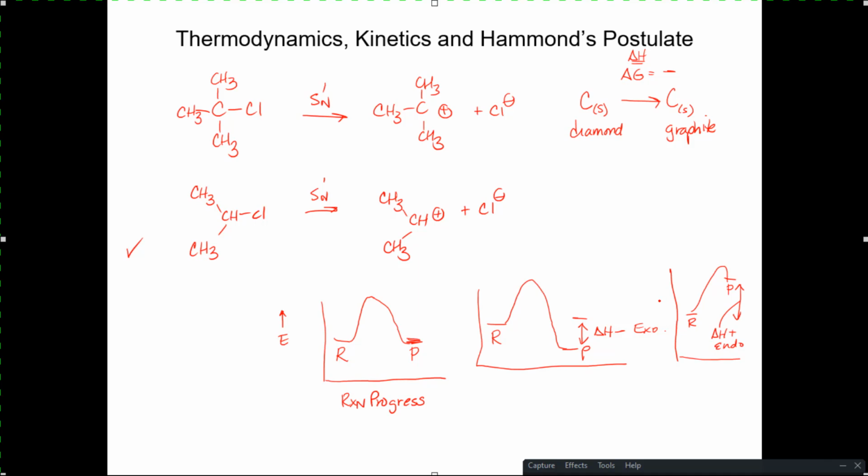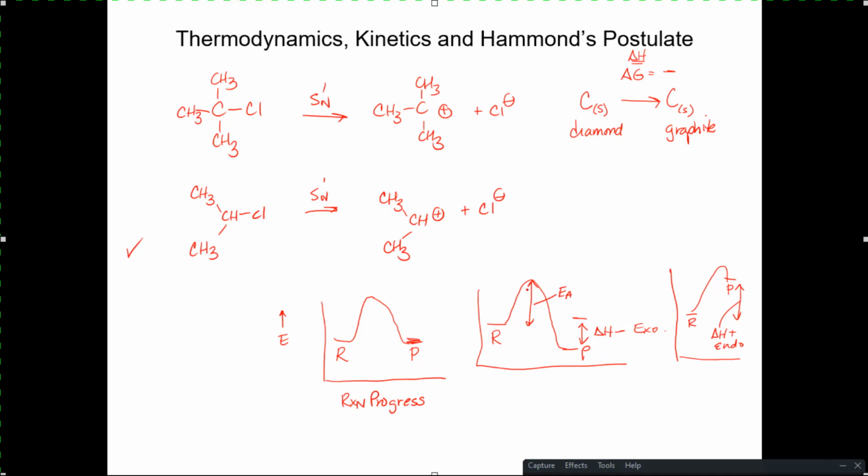And what Hammond's postulate does is relate the delta H to the activation energy. And this is the way that we use Hammond's postulate. Now, Hammond actually said something completely different, and there are ways to completely obliterate Hammond's postulate in terms of getting it totally wrong. But here's what happens.